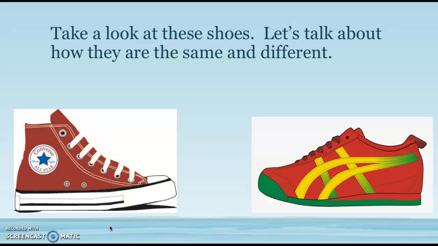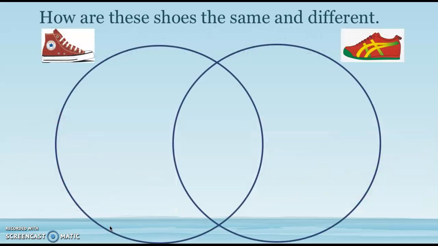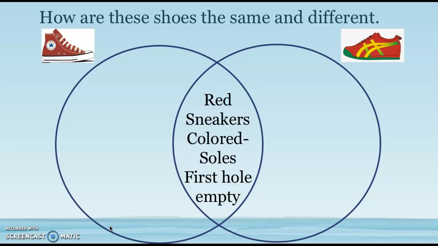Take a look at these shoes. Let's talk about how they are the same and different. How are these shoes the same and different? Well, they are both red sneakers. They both have a different colored sole than the actual shoe. And if you look closely, both of them are empty of the shoelace for the very first hole. So the very first hole is empty.